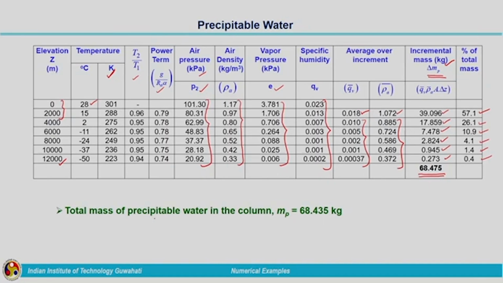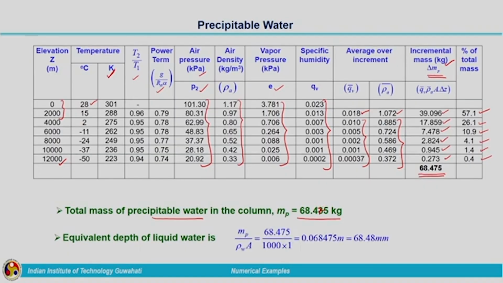So, the total mass of precipitable water in the column was calculated to be 68.475 kilogram, and the equivalent liquid water will be MP divided by rho W A. How will it be coming? You know, mass is equal to density multiplied by volume, right. So, rho into A into H. So, we need to get the depth of water, that is we need the value corresponding to H, that is nothing but mass divided by rho into A.